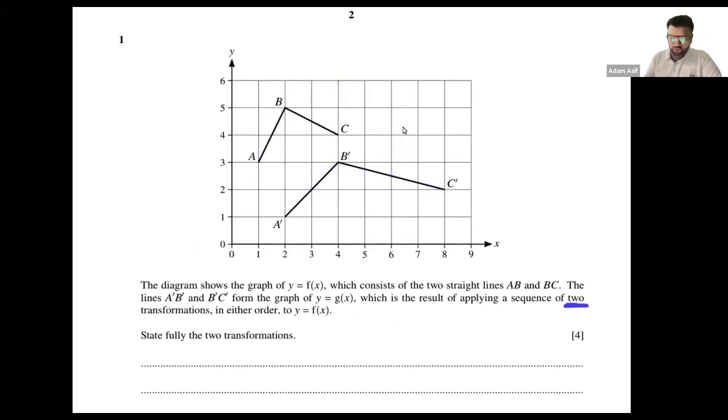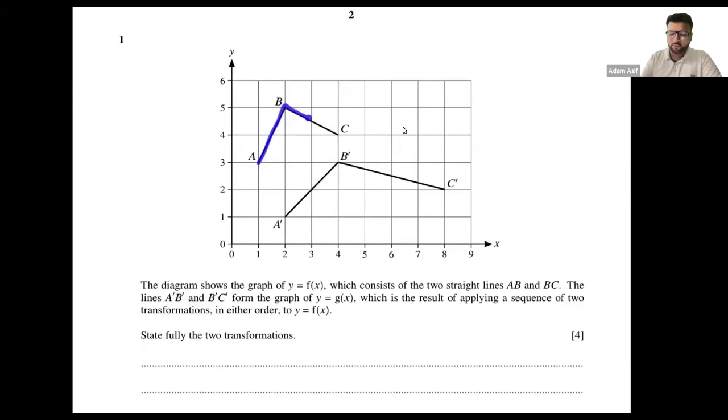So this is f of x, this is g of x, which is the result of applying a sequence of two transformations in either order. So f of x is transformed to g of x. State fully the two transformations, a 4 marks question. You're going to state the name of the transformation and describe the transformation.